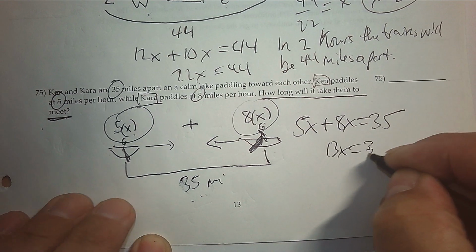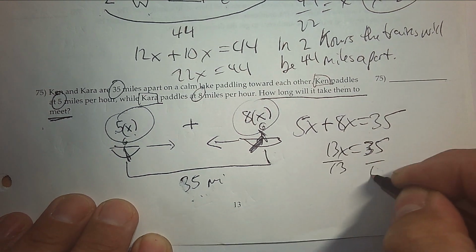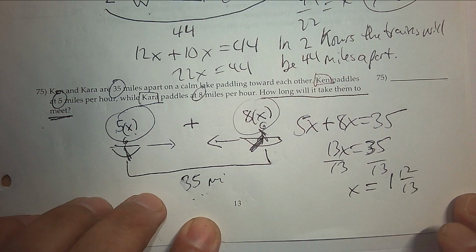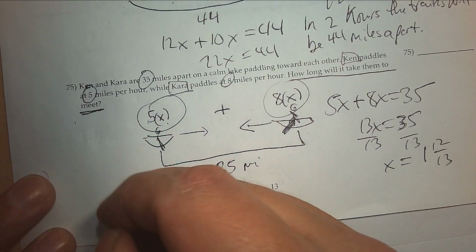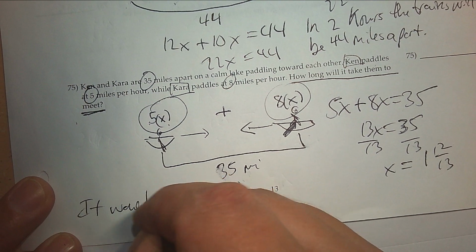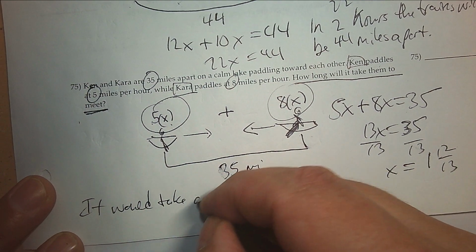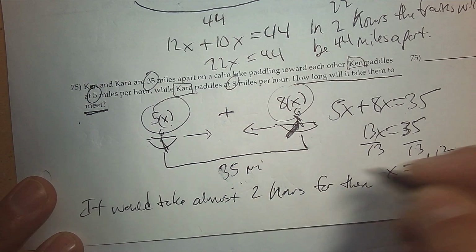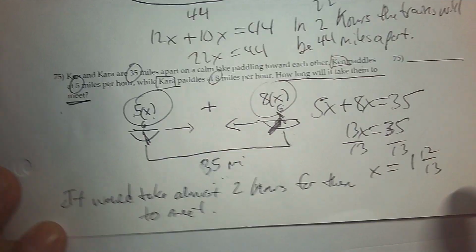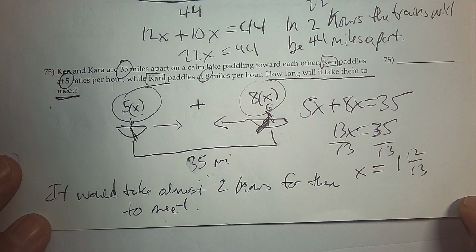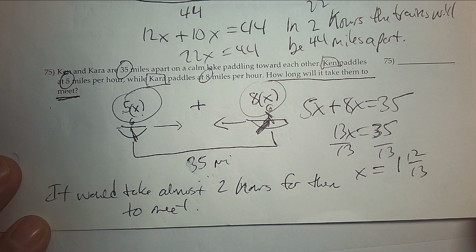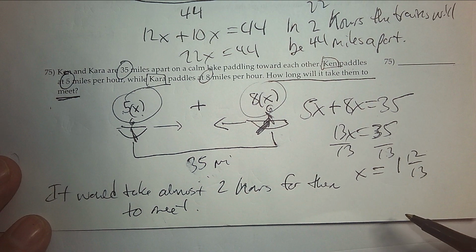Now, 13 does not go into 35 evenly, but pretty darn close. Because 36, right? So it would take almost 2 hours for them to meet. Hey, that should be a 2. For x equals 1, 12 over 13, there should be 2 something. No, because 13 doesn't go in there twice. Because 13 and 13 is 36. Right? Or am I wrong?